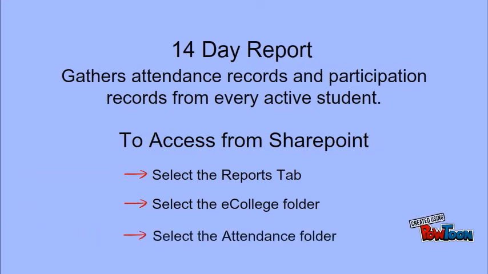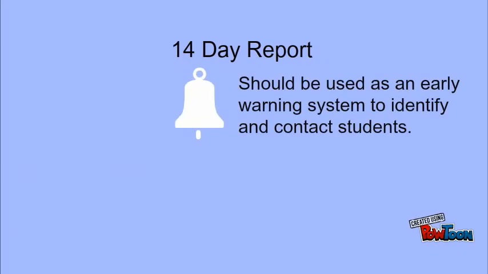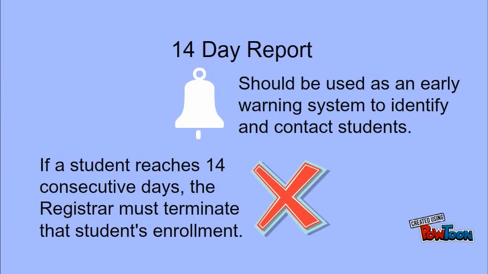Each campus registrar or other designated person runs the 14-day report daily to monitor the number of days an active student has not recorded attendance or participation. The campus should use the 14-day report as an early warning system to identify and contact students approaching 14 days with no attendance or participation. If a student reaches 14 consecutive days of no attendance or participation, the registrar must terminate that student's enrollment on the 14th day of no attendance or participation.